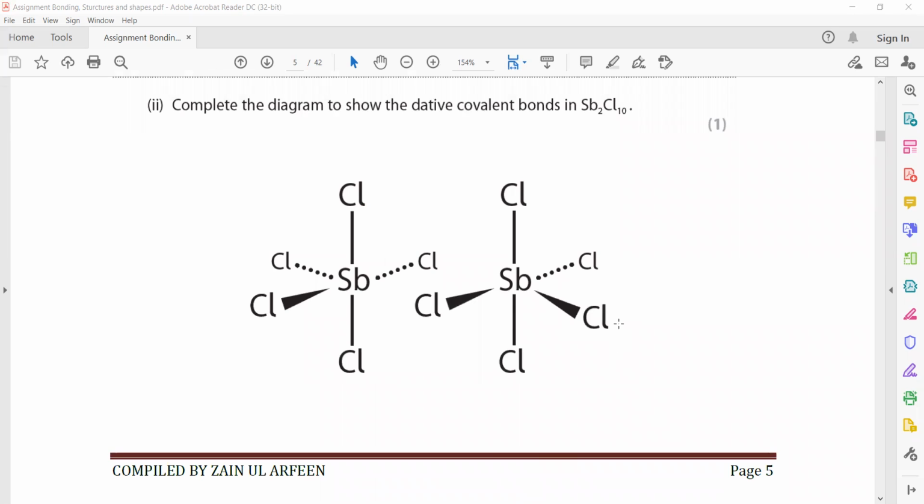Then complete a diagram to show a dative bond. So how is there a dative bond? When both of the electrons which are shared between the atoms come from the same atom. As we know, chlorine has lone pairs of electrons, 3 lone pairs. We draw the arrow from the chlorine which shares both of its lone pair electrons. So there will be two dative bonds, between Sb and the lone pair of Cl. Is it clear?